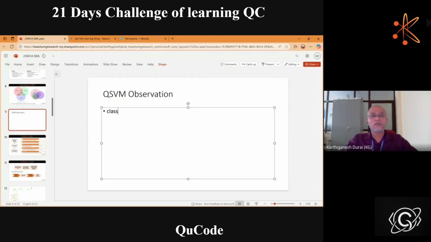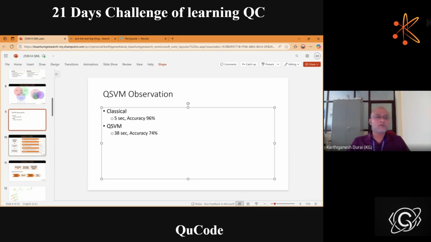So classical executed in 5 seconds and accuracy 96 percentage. Quantum SVM executed in 38 seconds and accuracy, sorry, 70, 74 point some percentage. This is what you will observe if you run a quantum support vector machine.